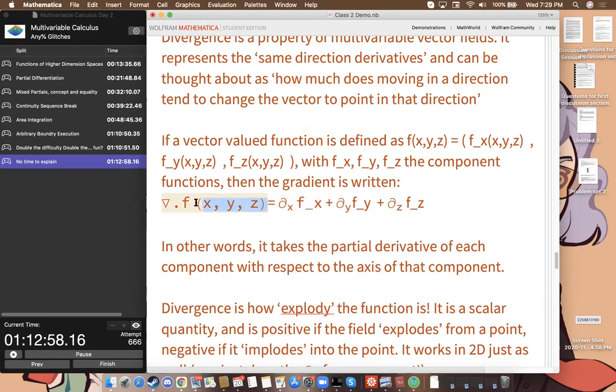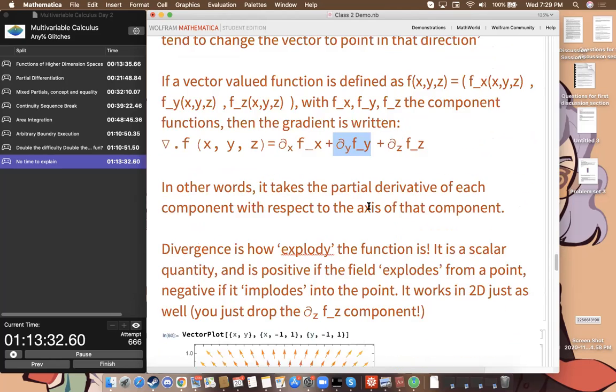So this was a vector valued function, but this is the derivative of a scalar. The partial derivative of a scalar is a scalar. It's the sum of scalars. So this is a scalar. This is just a number. I mean, it might be a function. It might depend on x, y, and z, but it's just going to be a number that depends on x, y, and z. And what it does is it's looking at the partial derivative of each vector component along the axis of that component.